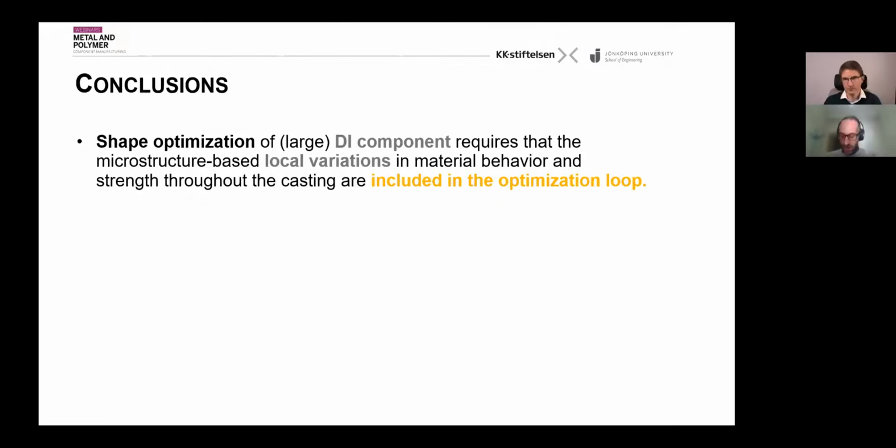So, just to jump to the conclusion. We demonstrated that shape optimization in ductile components requires local variation to be included in the design loop. And this means exactly what Jacob mentioned before. It's quite important to involve the foundry from the beginning, because otherwise you can get misleading results, as we did: we got a 1.3 safety factor, but then when we introduced the foundry ability, we knew that it was not so safe.